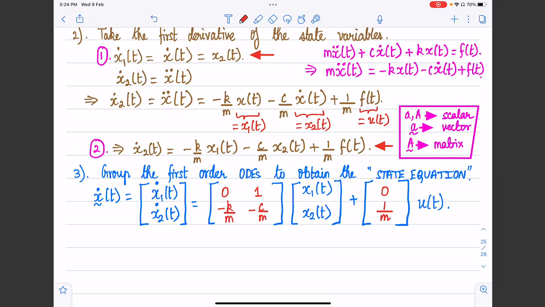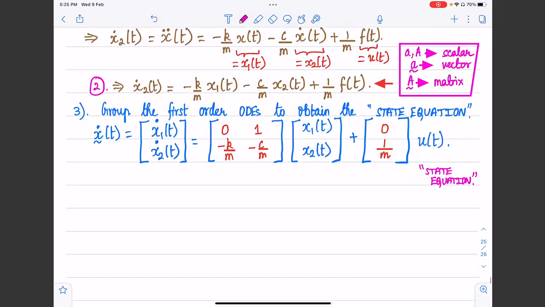Okay, and this equation, which is a vector matrix equation, is what is called a state equation. So the state equation is nothing but the collection of all the first order differential equations that describe the evolution of the state variables. You can see that we defined the state variables and then we took the first derivative of the state variables, right? And then that was used to write the state equation. Okay, so that's all we have done.